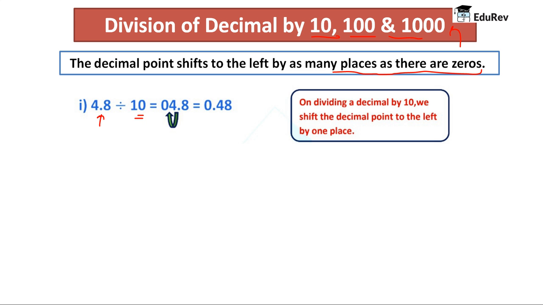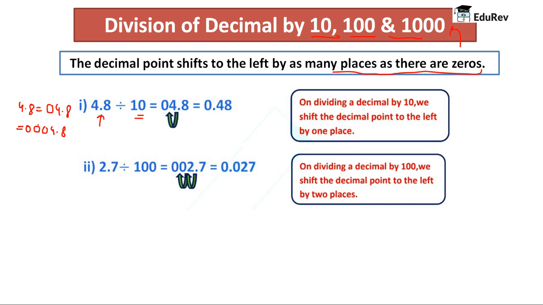And we know 4.8 is equal to 4.8. No matter how many zeros we write on this side, its value will remain the same. There will be no effect of this 0 on the value. So 4.8 is also equal to 4.8. Hence 4.8 divided by 10, we will shift this decimal point to the left by one place. So shifting this, we will get the answer 0.48.